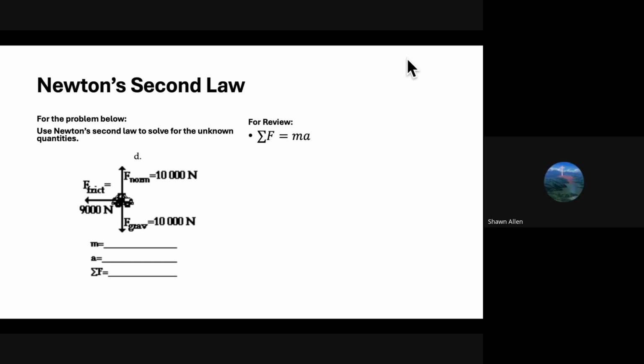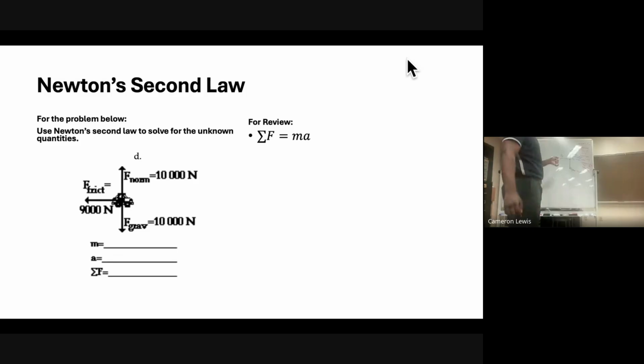9.8. Why don't we divide 10,000 instead? Oh, because of the gravity, okay. The weight of the car is 10,000, so 1,020.41 kilograms is our mass, right?